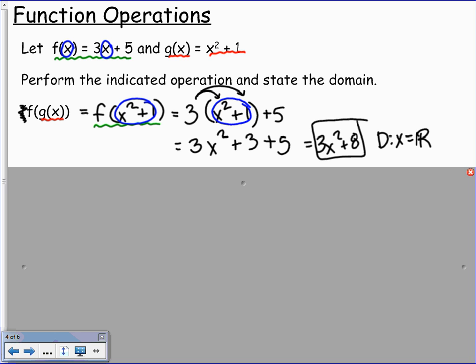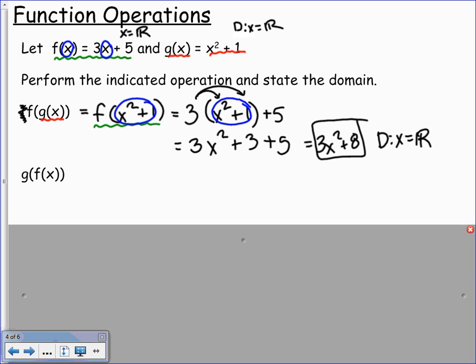Now, I should mention that to have a domain of x equals all real numbers, it means that my inside function here should have also had a domain of all real numbers. So domain of g of x up here is x equals all real numbers. And domain of f of x is x equals all real numbers. So then that can carry over. If there was a restriction on one of those, I might then also have a restriction in my composition.